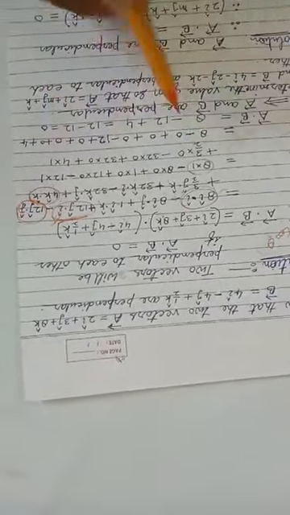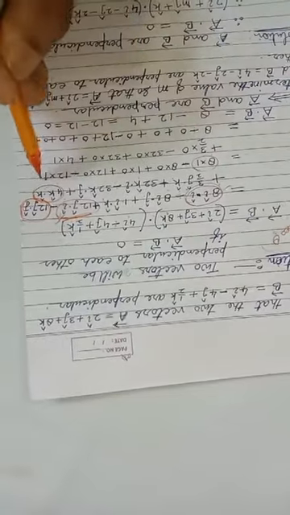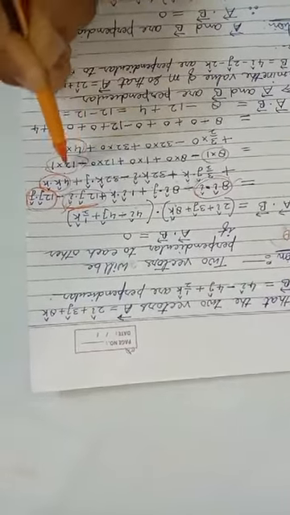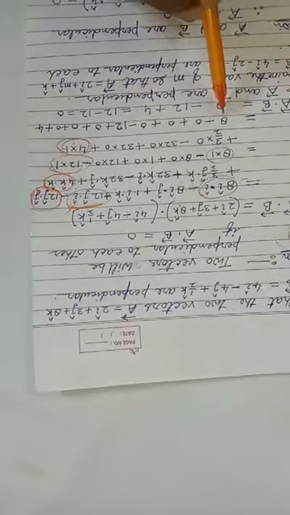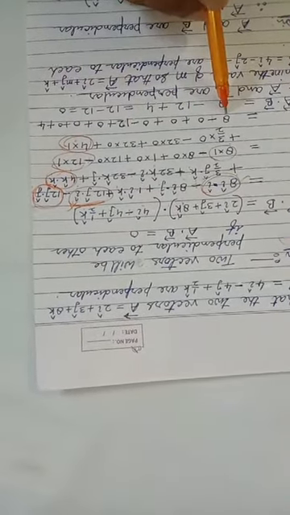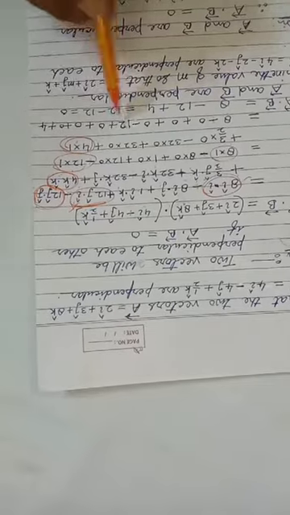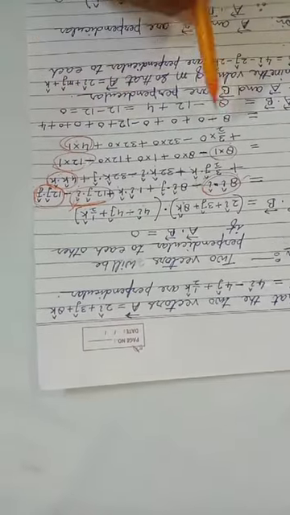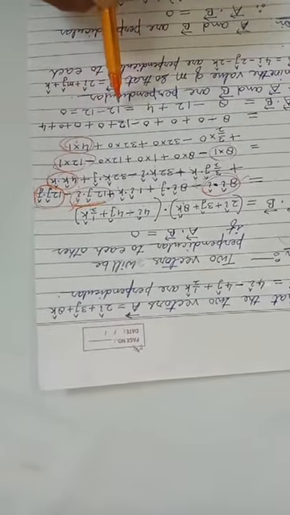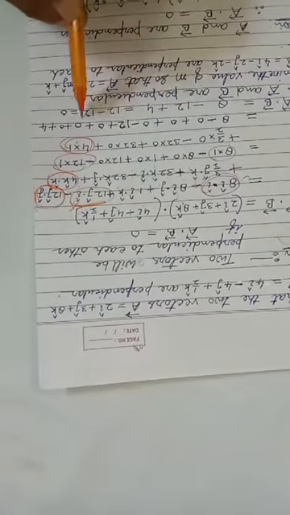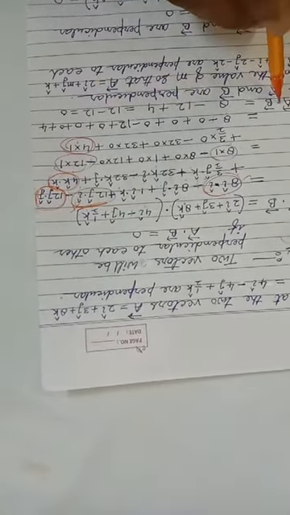Remaining term is 0. So this is not 0, this one is not 0, and 4 into this one is not 0. So these three terms, and the rest is 0. So 8 minus 12 and plus 4. So 8 and 4 comes 12, and minus 12. So A dot B, the total value of this product comes equal to 0.